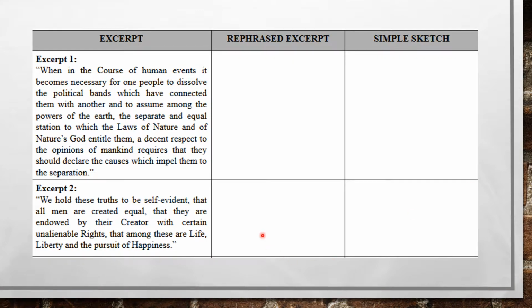So this is the beginning of our assignment. We're going to be looking at different excerpts from the Declaration of Independence. So if you pause the video and get this assignment out, that will help you greatly to just follow along with us.